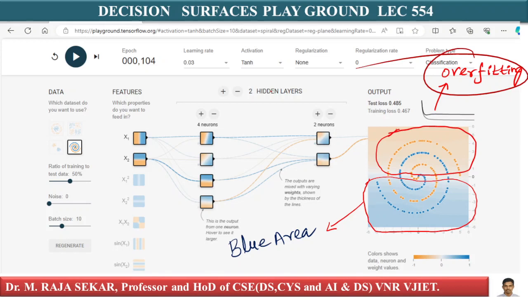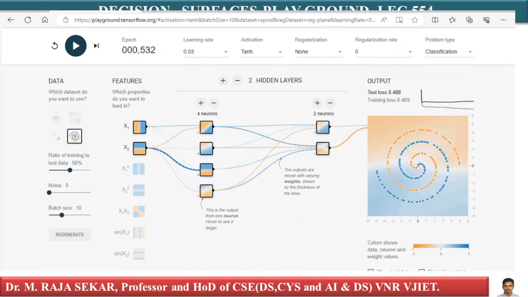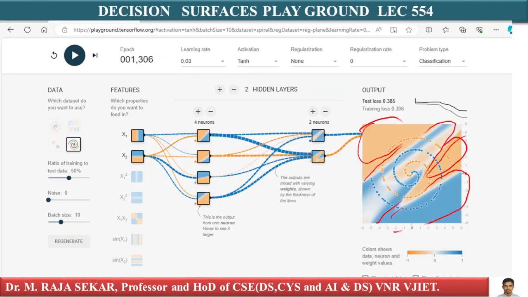Whatever you do here, it takes a lot of effort to ensure that after a while the gap does not increase. Just see, after 532 epochs the gap is still increasing, which implies that you are overfitting more and more. What is the meaning of that? You are overfitting more and more. This model is overfitting, and it says the whole blue area is blue, and this whole thing is orange, which is not right.